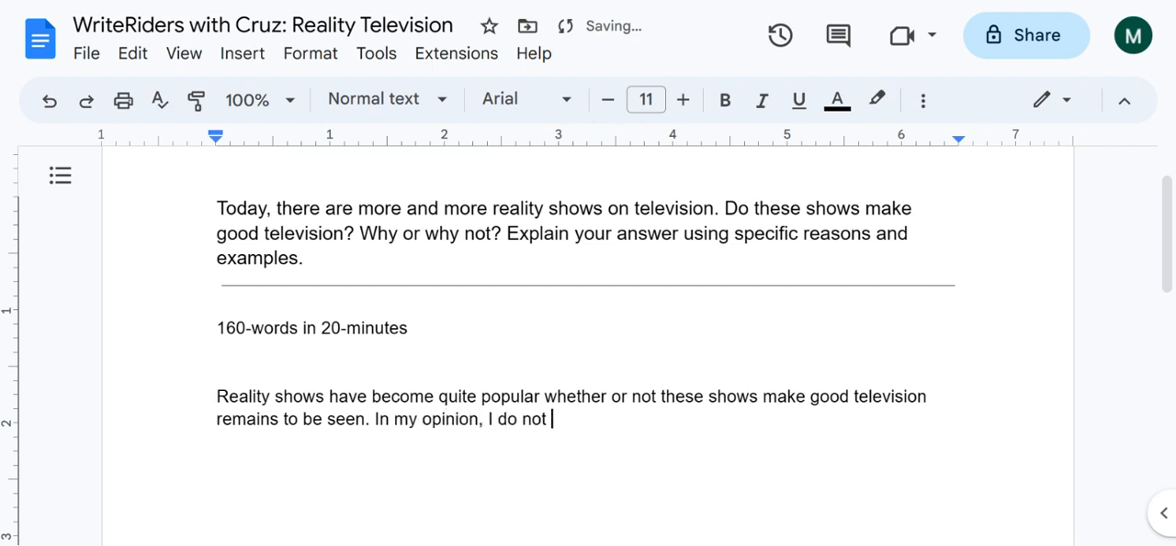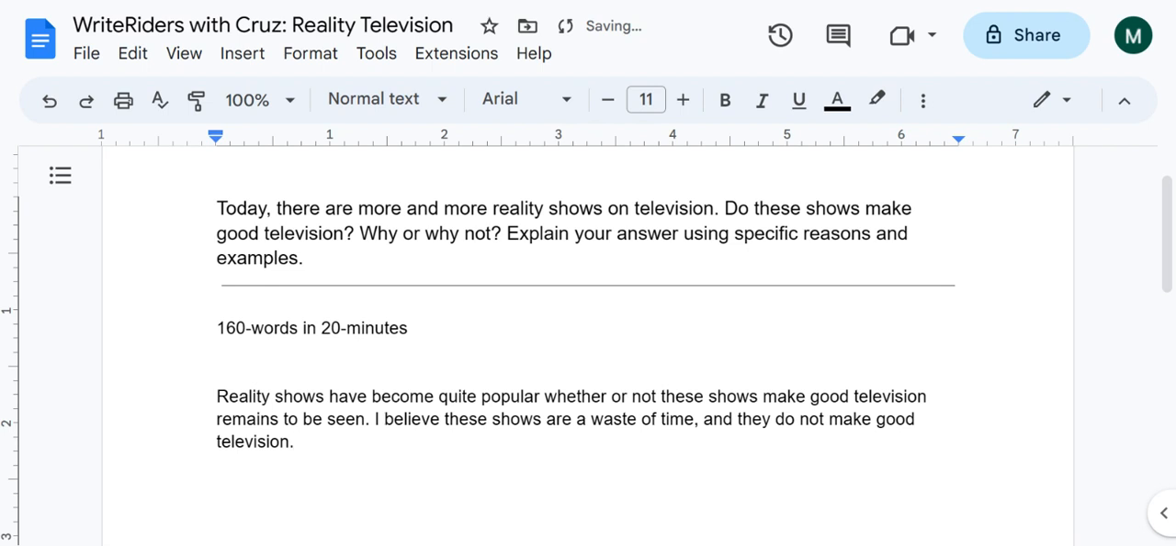I do not think, in my opinion, or I believe these kinds of shows are a waste of time. And I believe these shows are a waste of time, and they do not make good television.